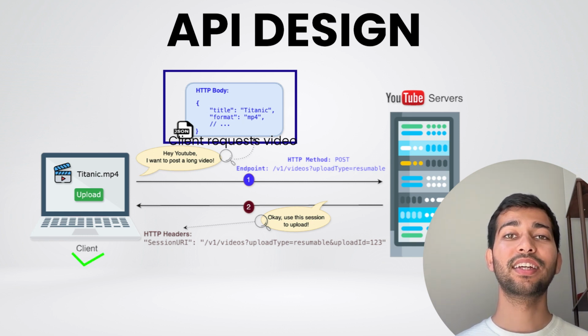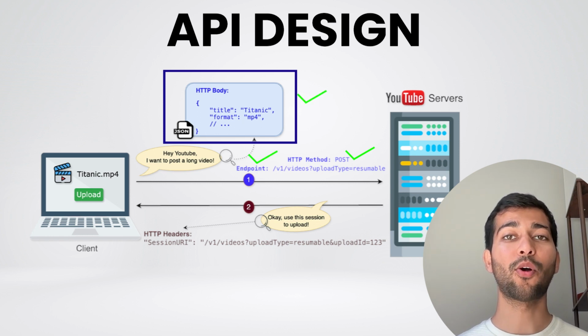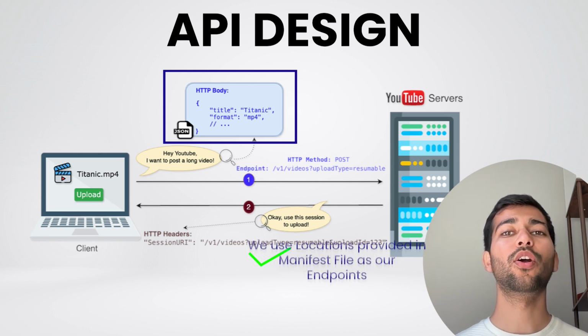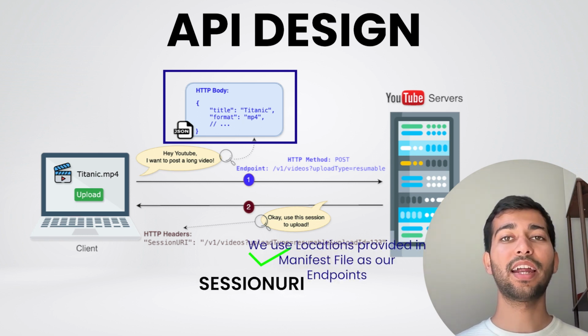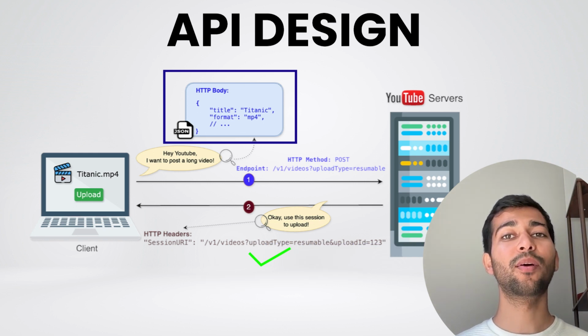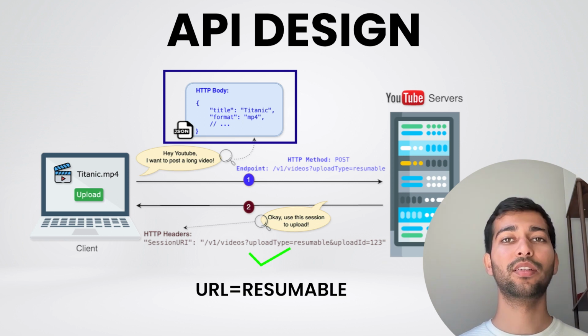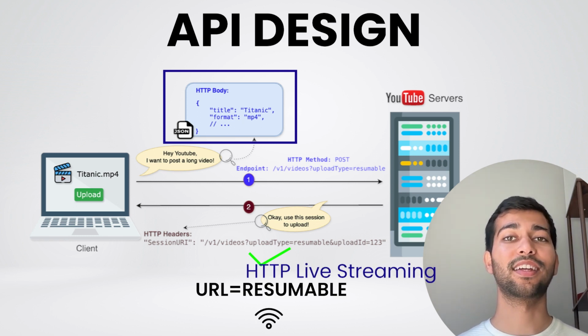The client asks the server saying that I want to post a long video, and then adds the details such as HTTP method, endpoint and the body, and the server responds back with a resumable URL that the client can use. This URL is also called the session URI. The client can then use this URL to upload the video, and since the URL sent was resumable, the video upload gets paused or resumed based on the internet connection.